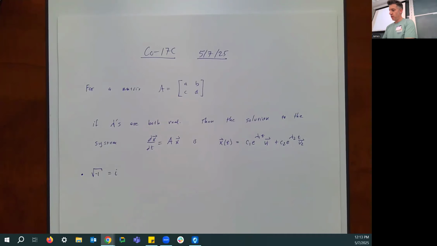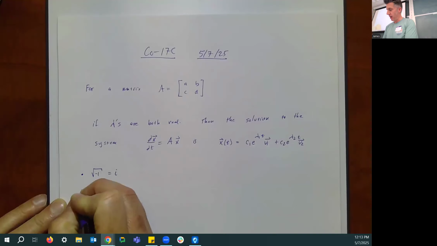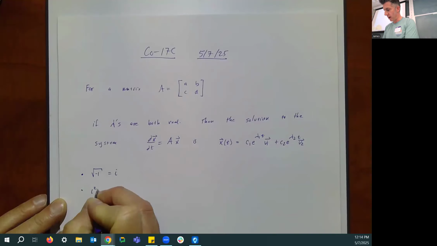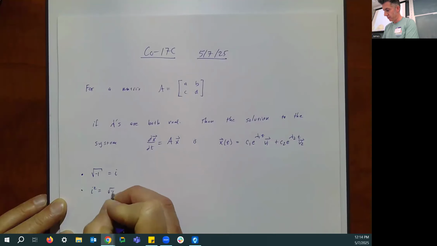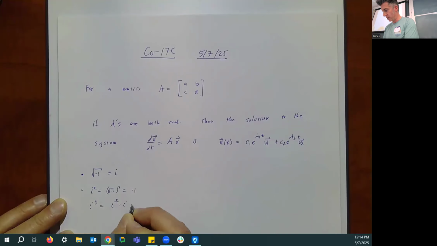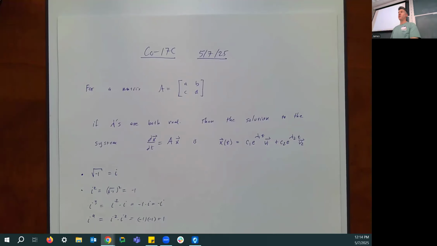And so if we look at other powers of i, i squared is going to be the square root of -1 squared, which is -1. i cubed is going to be i squared times i, which is -1 times i, which is -i. And i to the fourth, I'm going to think of as i squared times i squared, which is -1 times -1, which is +1. And then after that, you just keep cycling through these same four things.